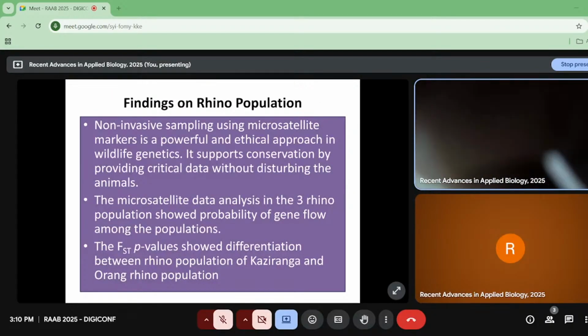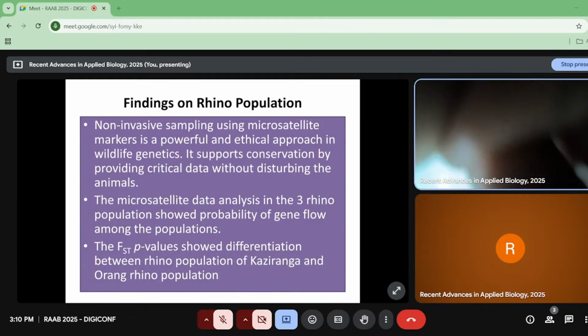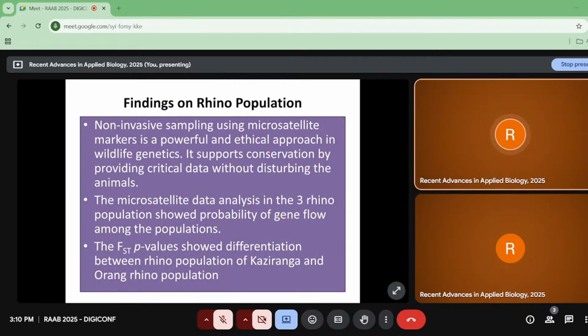So, findings on rhino populations. Non-invasive sampling using microsatellite markers is a powerful and ethical approach in wildlife genetics. It supports conservation by providing critical data without disturbing animals. I have already discussed it. The microsatellite data analysis in three rhino populations shows the probability of gene flow among the populations. It is the finding that there is a flow of genes. Flow of genes means flow of animals from one habitat to another.